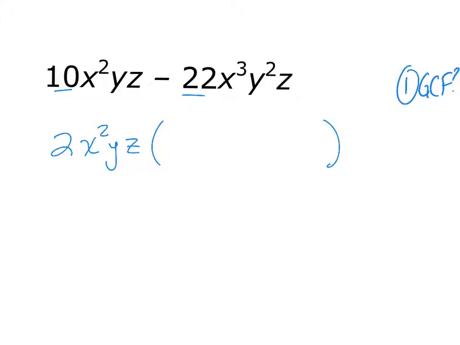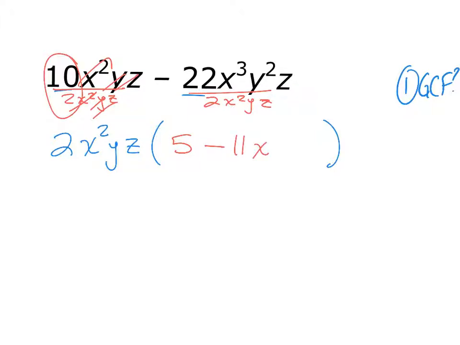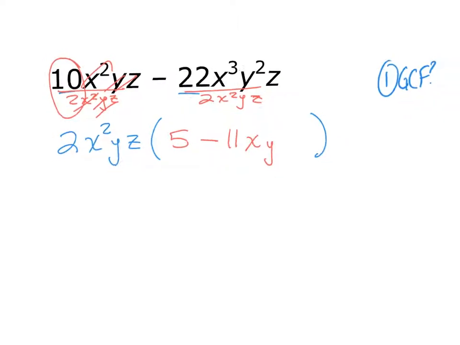So here we have, if it helps you guys to write your GCF underneath each part, then 10 divided by 2 is 5. X's are gone, Y's are gone, Z's are gone. And then minus 11xy. All right.